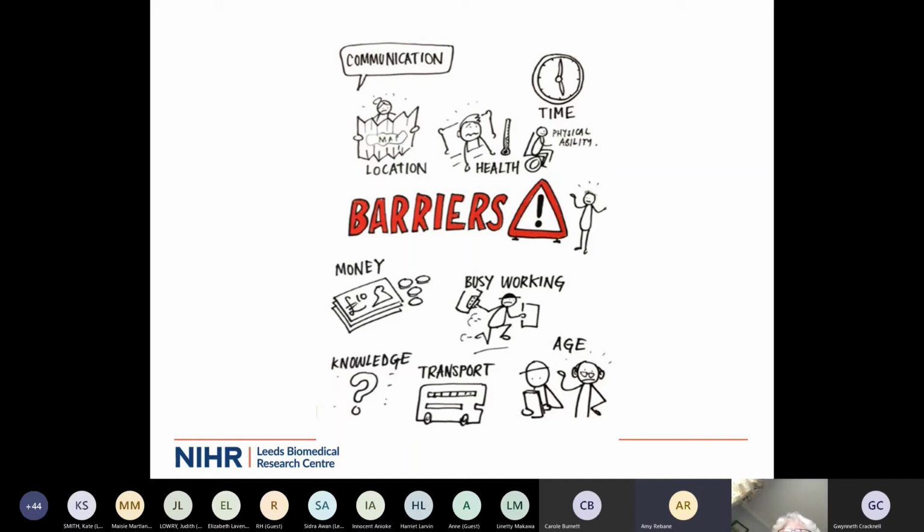So communications, what works best for people? Do people prefer to be contacted by email? Do they prefer to be contacted by phone? Would they prefer a face-to-face meeting? Obviously the latter isn't feasible right now, but how can you work with them around it? So is a Zoom call okay for them? Thinking about the location of where your activity is going to take place.